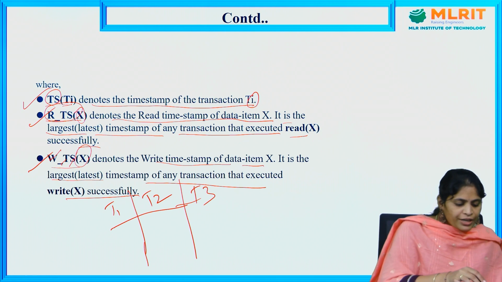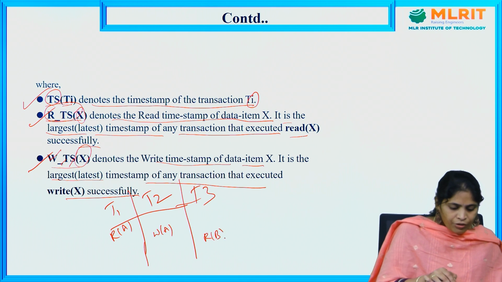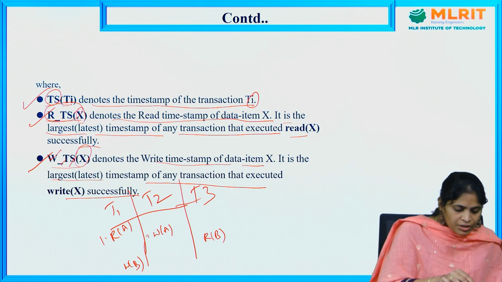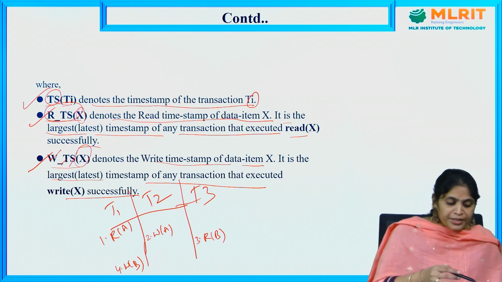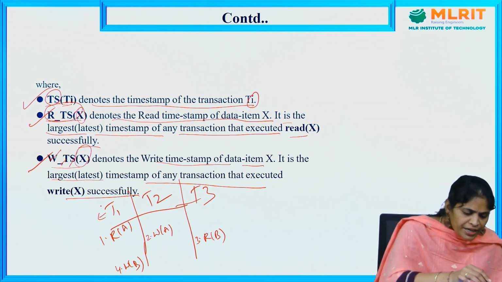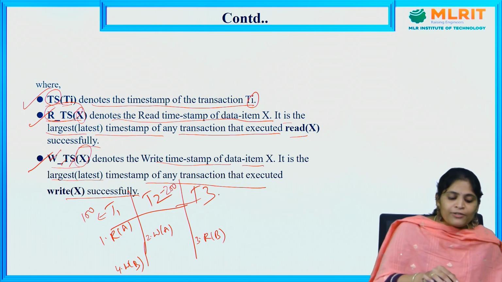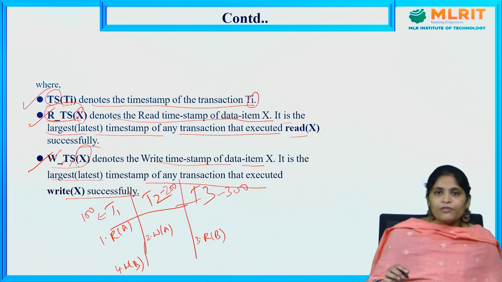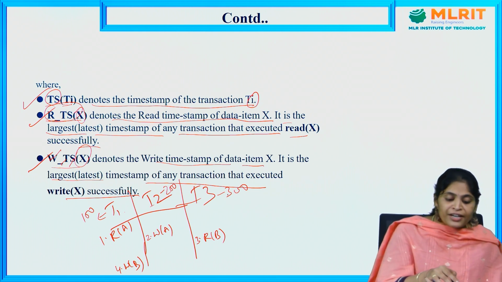So here, for example, read of A, write of A, read of B, write of B. This is the first step, this is the second step, this is the third step, and here the fourth step. That means the transactions entered one by one. So T1 entered first, its timestamp value will be 100. Let us suppose T2's timestamp value will be 200 and T3's timestamp value will be 300. Why? Because T1 entered first, T2 entered next, T3 entered next.